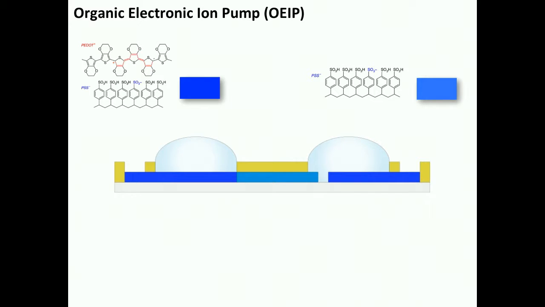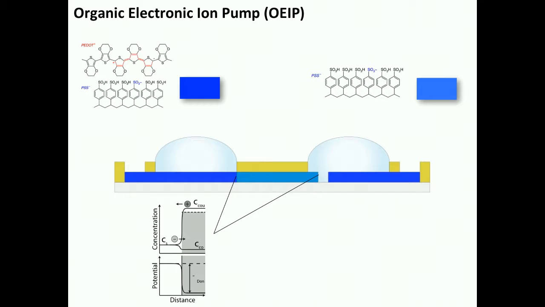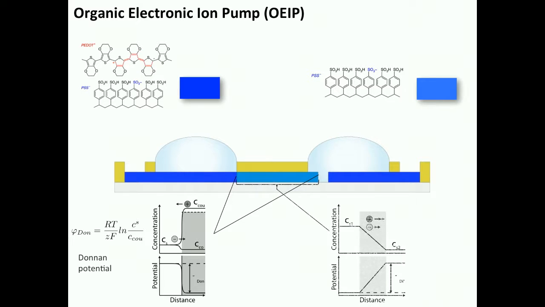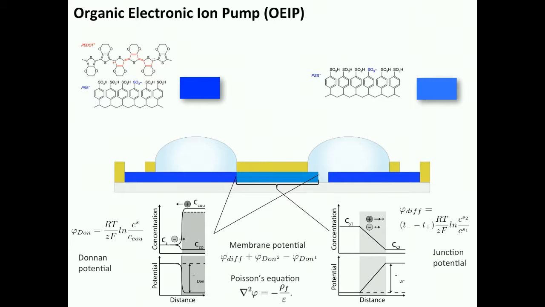In order to design this and figure out what kind of voltage that is needed, we have to consider both the Donnan potential that is generated because we have fixed charges and we have the electrolyte out here. There will be an exchange of ions of different sign charge, and therefore we need to consider the Donnan potential. We also have the junction potential, which is basically taking care of the difference in transport numbers of anions and cations that can go through the system, and which also will generate a potential across.